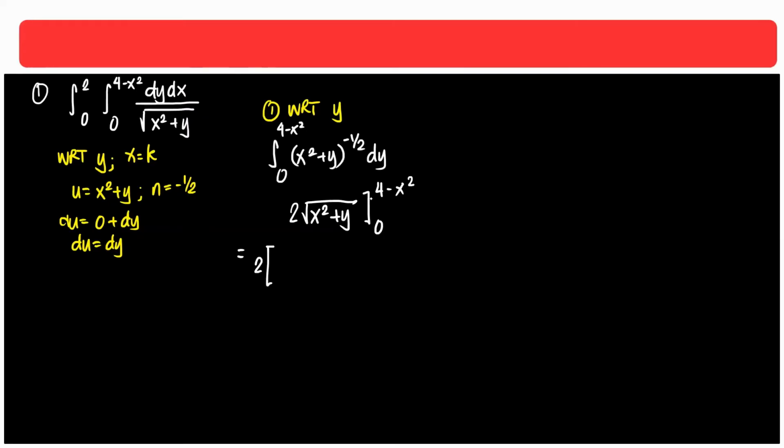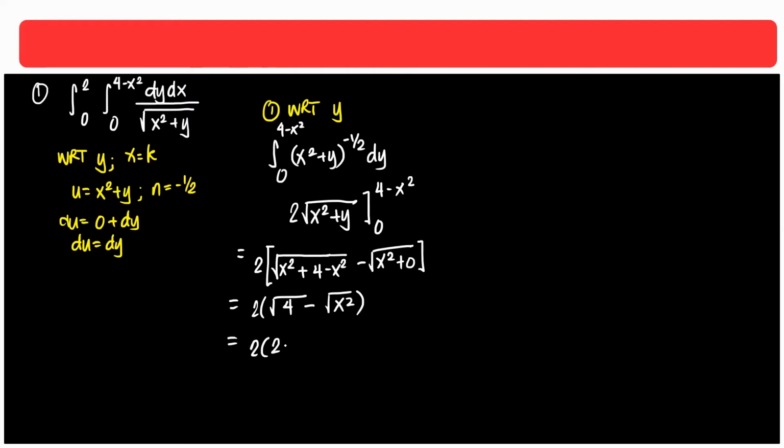So the question is, where are we applying these limits? Again, you have just integrated with respect to y, so that means these limits would be applied to letter y, or to the variable y. The square root of x squared plus 4 minus x squared, minus the square root of x squared plus 0, 2 times the square root of 4 minus the square root of x squared. So this is 2 minus x, or simply 4 minus 2x. So guys, this one is the answer for the first set.